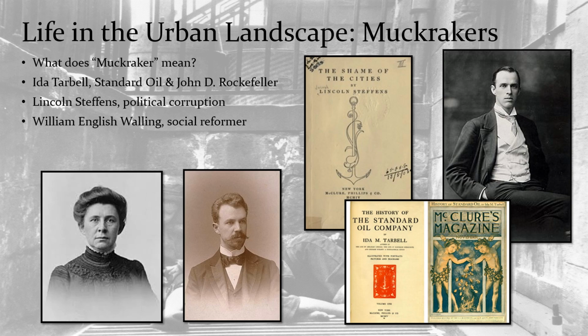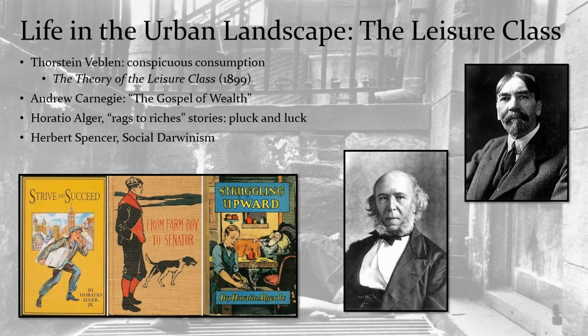Lincoln Steffens is another political corruption muckraker who highlights how corrupt the cities are in terms of their patronage system and the political machines. William English Walling was a social reformer, and that's his picture too on the right. He ends up helping found the NAACP. He is a social reformer in the sense of not only the races, but also in terms of helping the poor and being a champion of the working class.